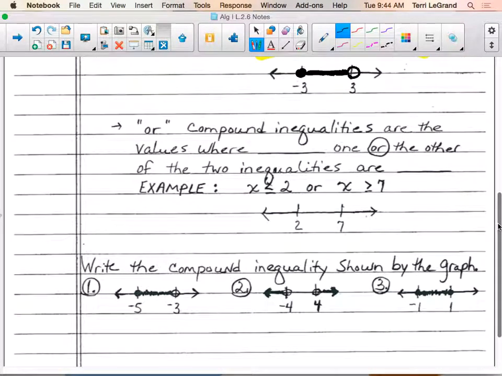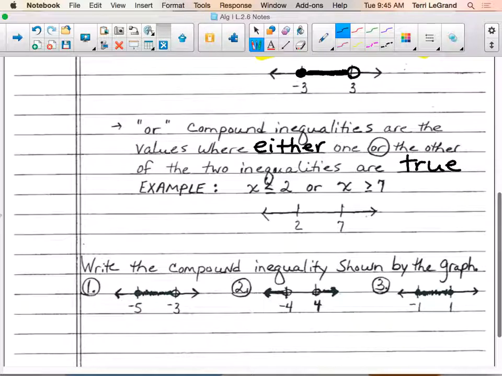Okay, let's explore the or then. The or compound inequalities are the values where, what? Either one or the other. Just like me saying, unload the dishwasher or clean your room. You get to pick either of those choices. So, of the two inequalities, whichever, if it makes one of those true, it's a solution. AJ, join us. If it makes one of them true, it's a solution. Okay?